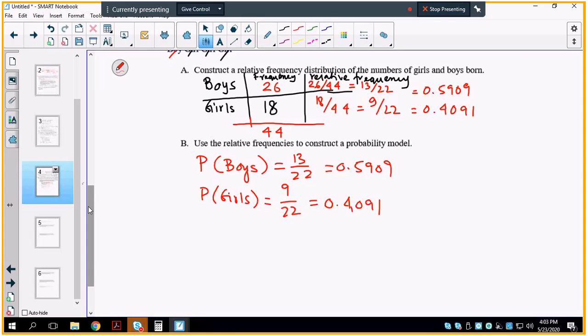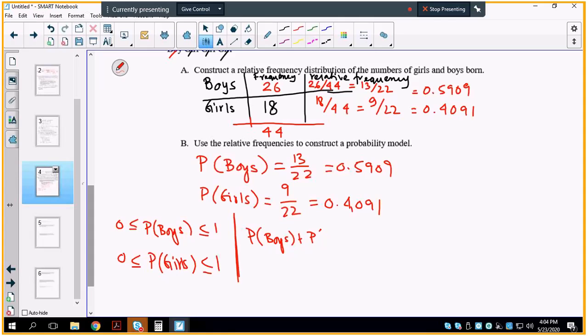Now to check that it is a good probability model, we will say probability of boys, as you can see, this thing is between 0 and 1, so satisfies the first criteria. Also, probability of girls is also between 0 and 1, so satisfies the first criteria. The second criteria, probability of all the outcomes, so probability of boys plus probability of girls when added, should be 1. So let's check that.